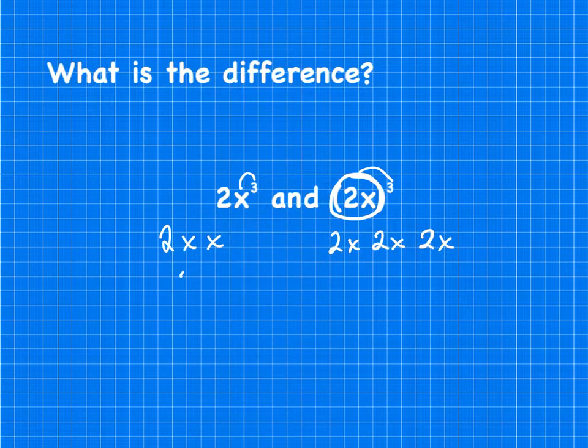So the difference here, if we were to simplify this, it was already simplified to start, whereas this one, we'd multiply the 2 times 2 times 2, which gives us 8. x times x times x gives us x to the third, so 8x to the third.